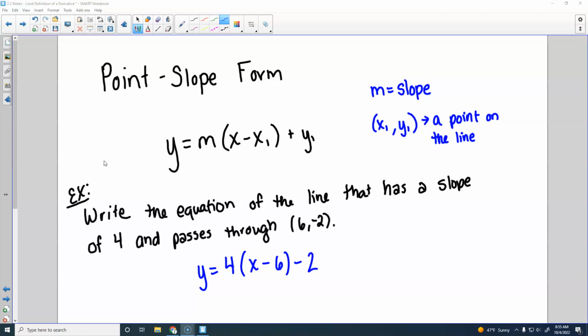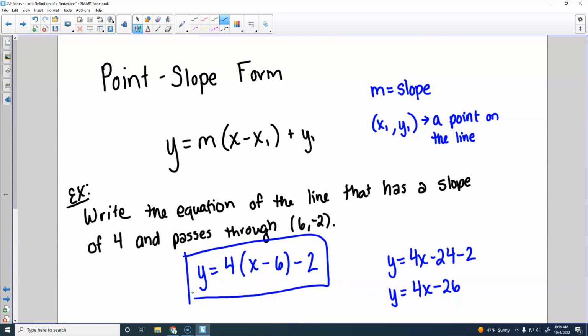Because you could distribute: y equals 4x minus 24 minus 2, and then you could say y equals 4x minus 26. You could do that and get it in slope-intercept form, right? y equals mx plus b. But you might mess up. You might say that negative 24 minus 2 is negative 22. And if you do that, silly mistake, then you do not get the answer point. Whereas if you had just left it like this, then you would have gotten the point.